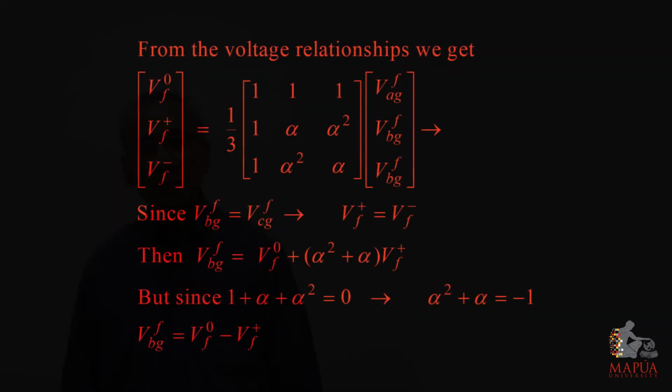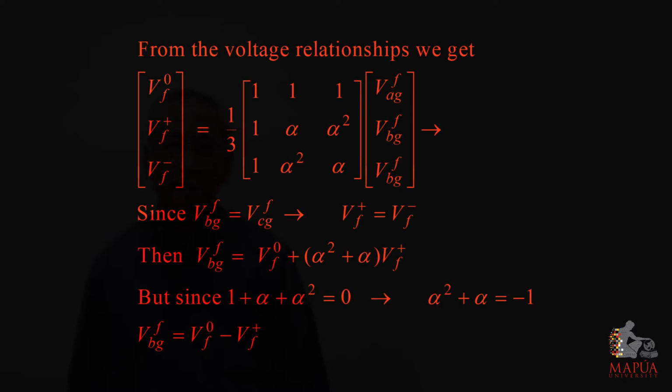From the voltage relationships, we can also get the sequence fault voltages to be equal to 1/3 multiplied by the inverse of the A matrix and the phase voltages. Now, since VB is equal to VC, we can say that the fault positive sequence and the negative sequence voltages are equal.